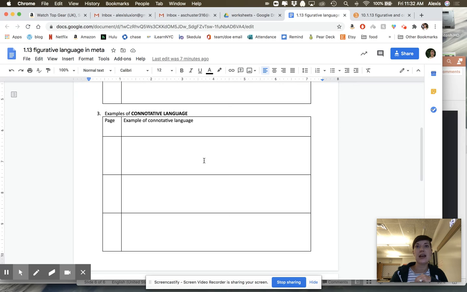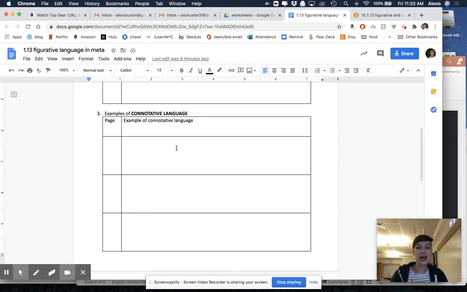connotative language is a specific word or a phrase that brings up a really specific reaction, almost like you can touch it, right? So if I used the connotative language of, like, he was aggressive, aggressive is a connotative word that makes you think of somebody who's loud, who's violent, who's in your face, right? So that's the kind of stuff that we're looking for, as a reminder.